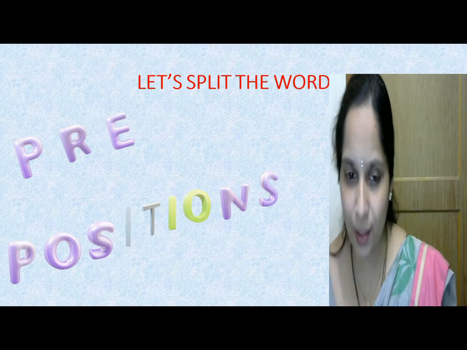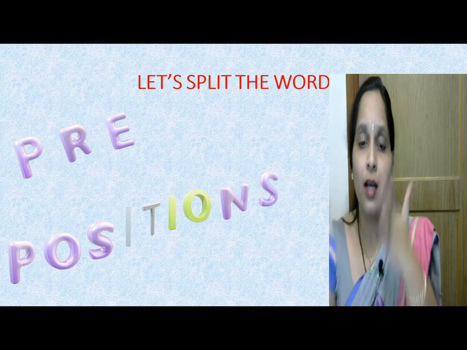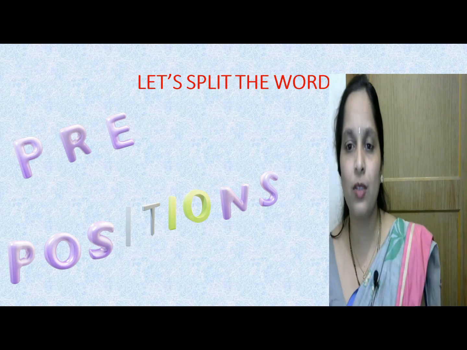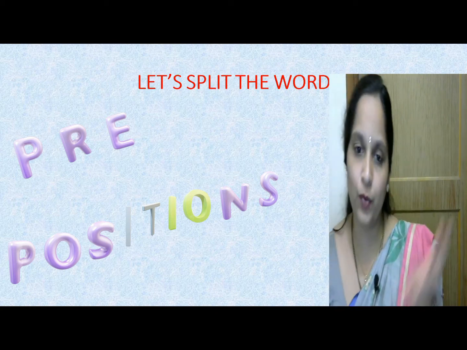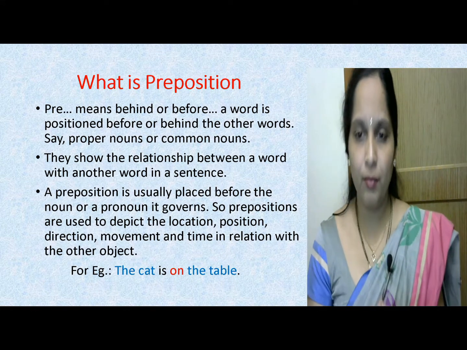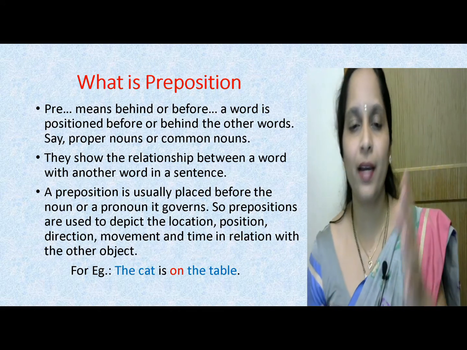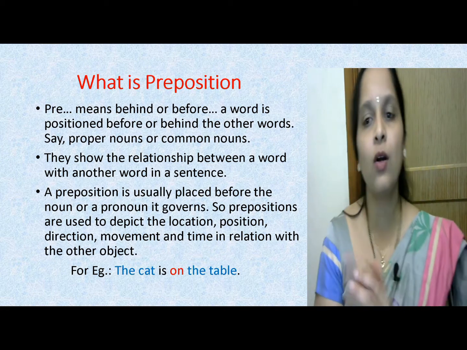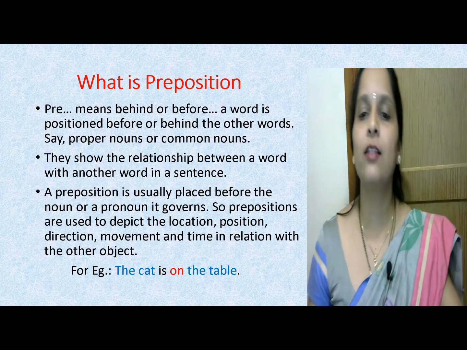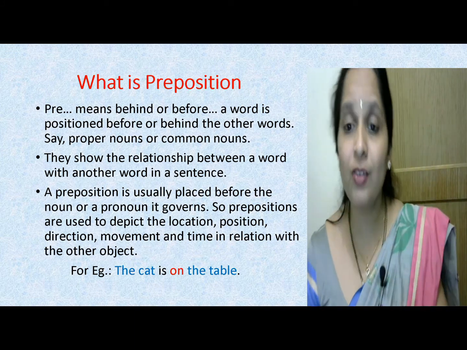Okay, so let's split the word. Preposition, correct? Preposition is nothing but prefixing a word before an object to let us know the relationship of that object with another one in a sentence. So what is a preposition? Pre means behind or before. A word is positioned before or behind the other words, say proper nouns or common nouns. They show the relationship between a word and another word in a particular sentence. A preposition is usually placed before a noun or pronoun it governs.